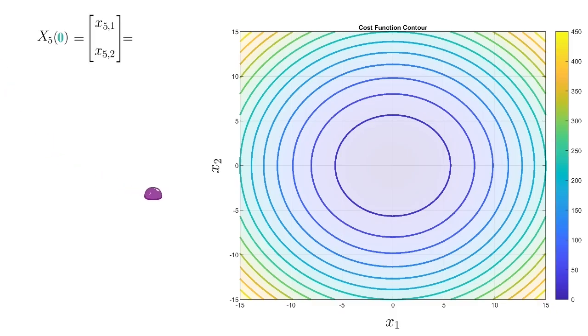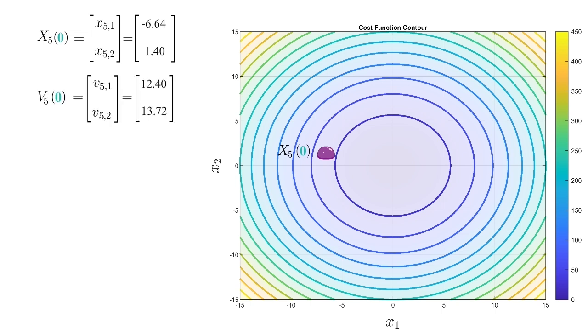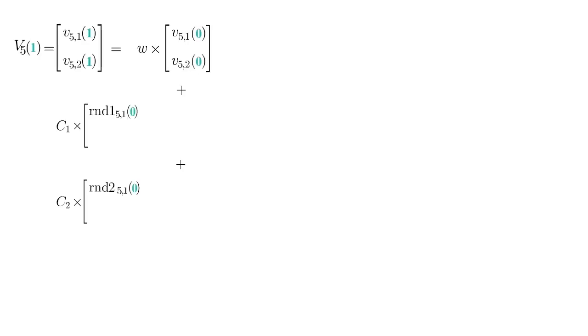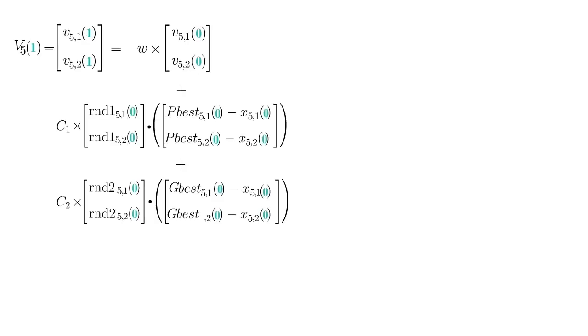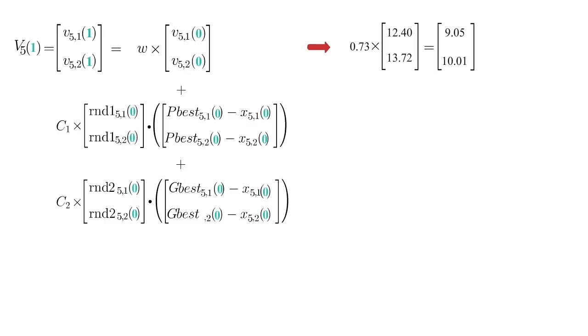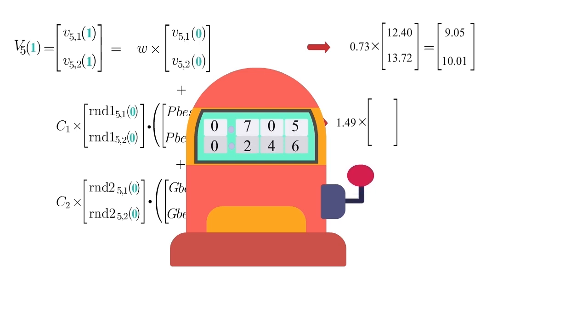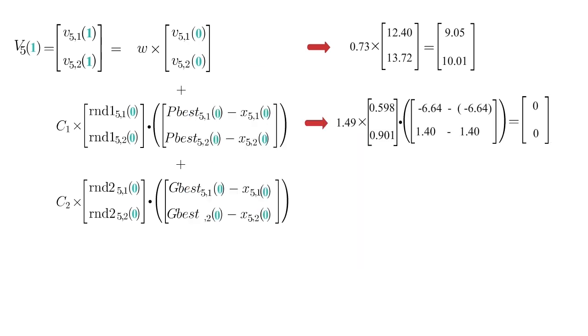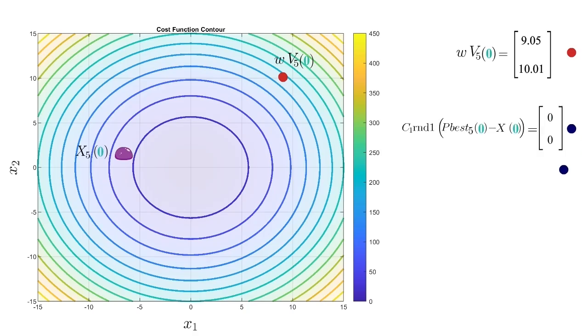Okay, as we can see in this contour plot, we have the current position and initial velocity of the particle, and we aim to determine the next position. As before, we will first consult the velocity update equation. The momentum component, which is represented as the scaled value of the previous velocity, is located here on the contour. The second part contains the cognitive component. The cognitive component of this particle is also 0 since we are in the first iteration and the particle lacks the experience of another individual.